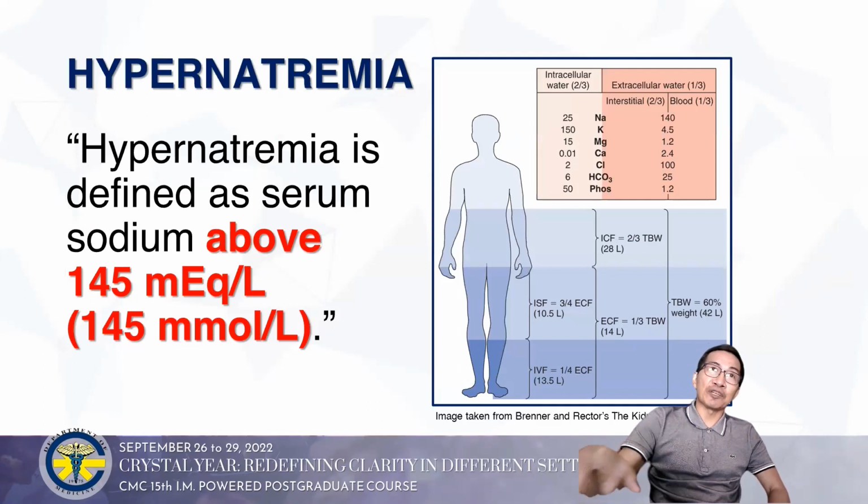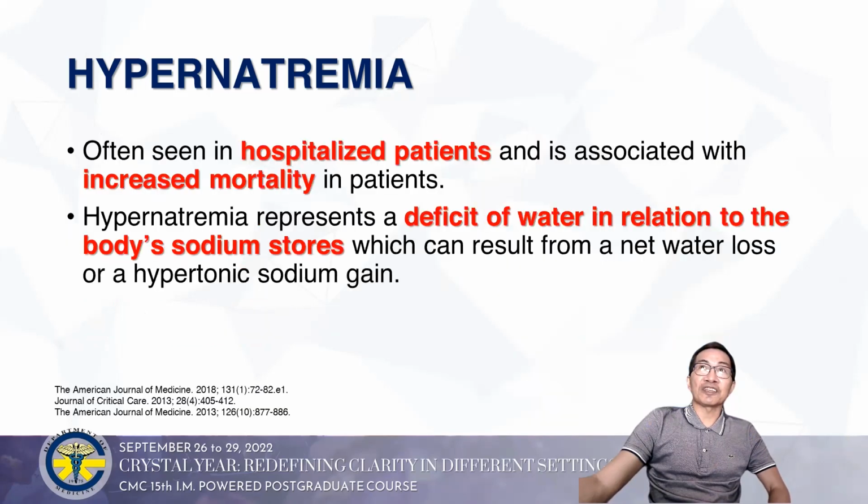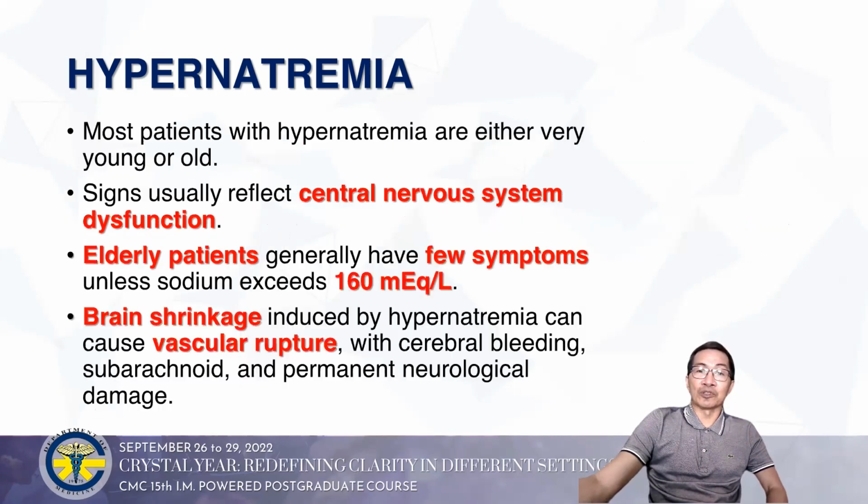So now we've tackled hyponatremia, we go to hypernatremia. Hypernatremia is defined as a serum sodium above 145 milliequivalents per liter or 145 millimoles per liter. This is often seen in hospitalized patients and is associated as well with increased mortality in these patients that we manage. This is actually a reflection of a deficit in water in relation to the body's sodium stores, which can result from a net water loss or a hypertonic sodium gain. So again, it's a balance between water and sodium stores.